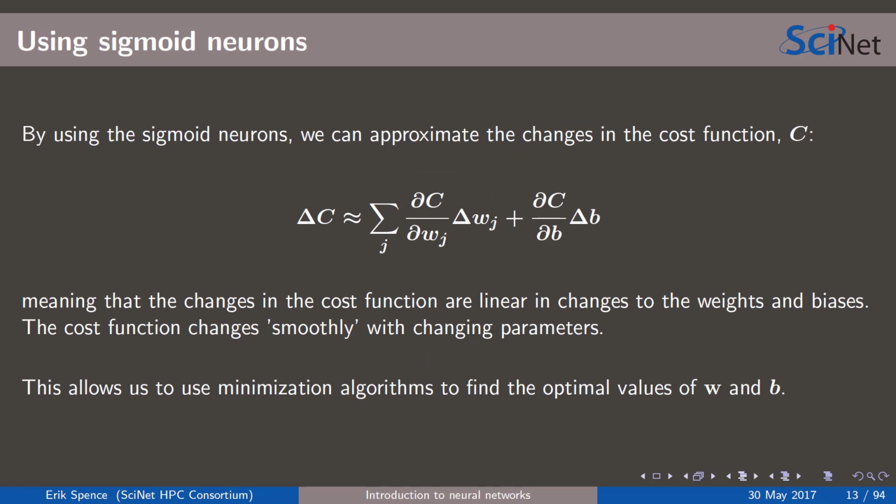Because I have the sigmoid function, now I can approximate the changes in my cost function like this. The change in my cost function is the partial of C with respect to my weight times delta w, plus the partial of C with respect to my bias times delta b. Changes in the cost function can be approximated as linear changes to the weights and biases. So now I can start using minimization algorithms to minimize my cost.